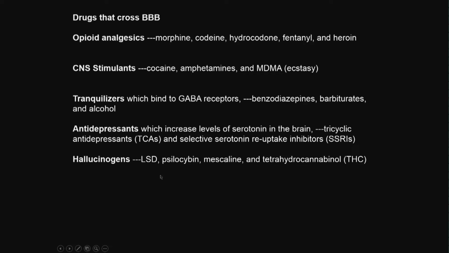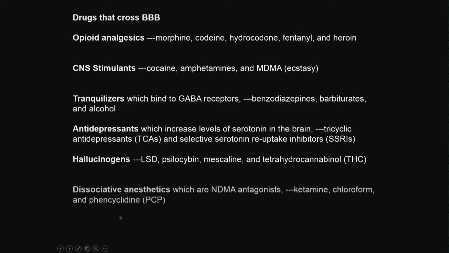Hallucinogens like LSD, psilocybin, mescaline, tetrahydrocannabinol, some of these cannabis type of drugs, they cross the BBB. Dissociative anesthetics, which are NMDA antagonists, ketamine, chloroform and phencyclidine, they also cross the BBB. So, a lot of drugs cross this: opium, stimulants, tranquilizers, antidepressants. So, you also need drugs to treat certain disorders, so you need some drugs which can cross the BBB.